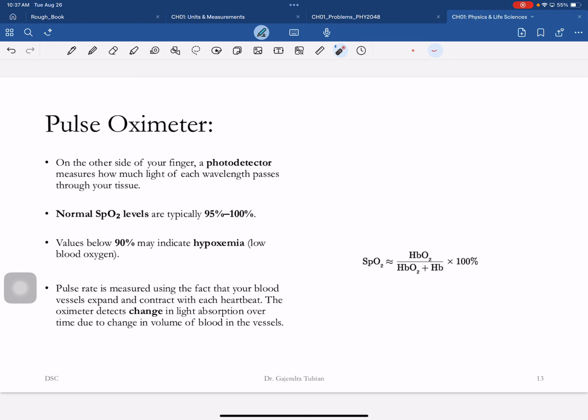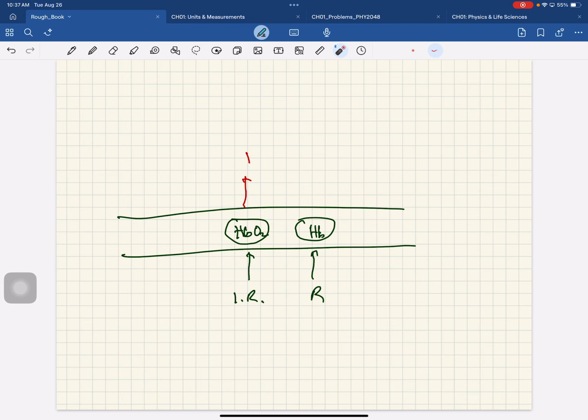Yep. So you said if the blood is unoxygenated, will the beam be stronger or weaker? No, there are two separate beams, so you're monitoring two beams. Watch this. You have an infrared beam and a red light beam. Red light gets absorbed by unoxygenated hemoglobin. So if there's a lot of this, the red beam will get weaker. And if there's a lot of the other, this beam is not affected at all.